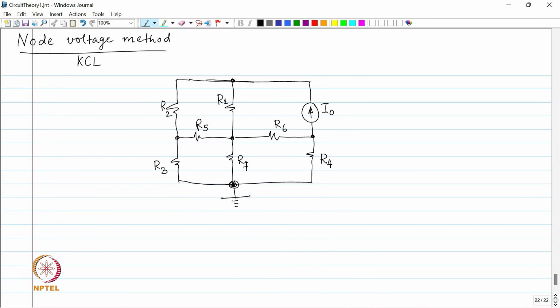Fine. And then let us label this as V1, V3, V4.